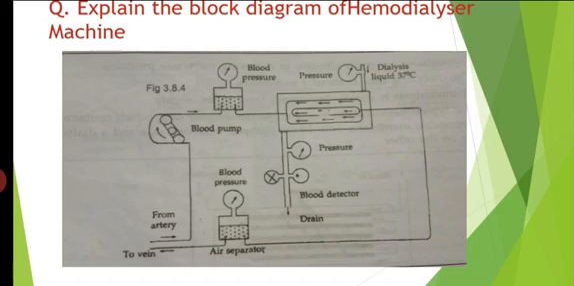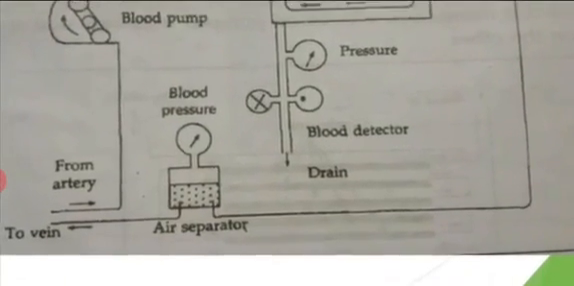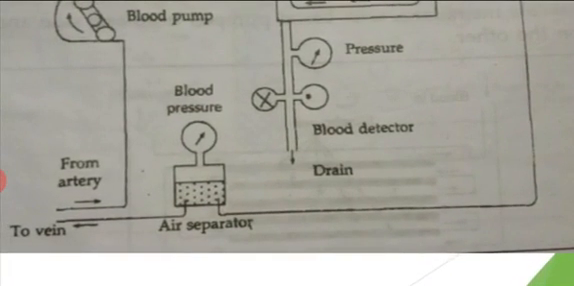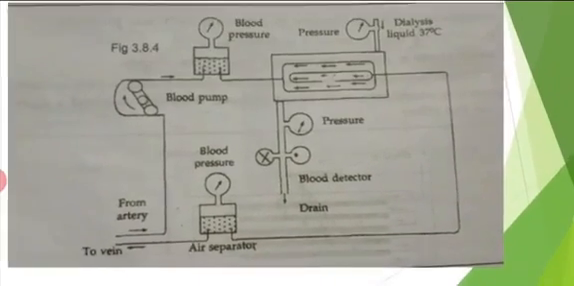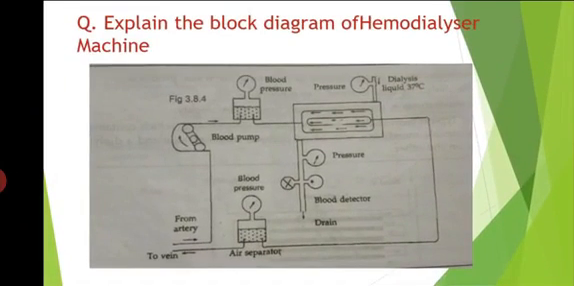Then the dialysis liquid is given as input from this point, at constant temperature only. Here there is a blood detector, a pressure monitor, and an air separator. So this is the diagram for the hemodialyzer machine.